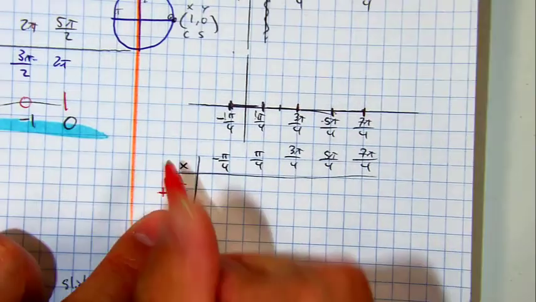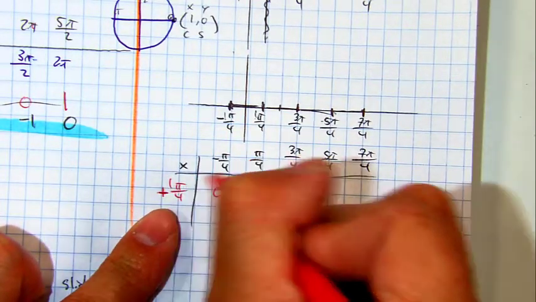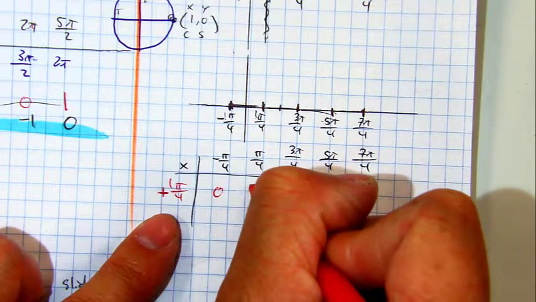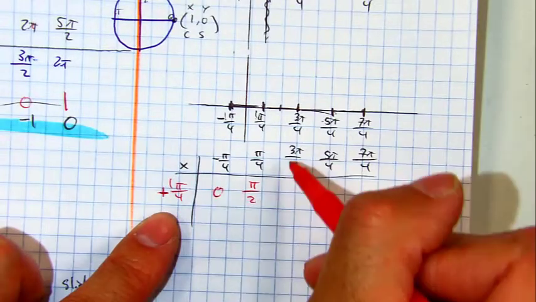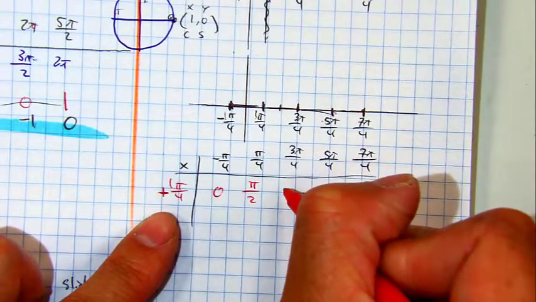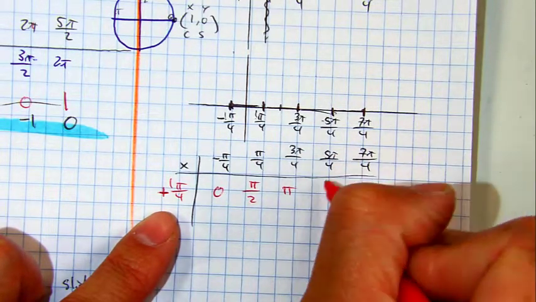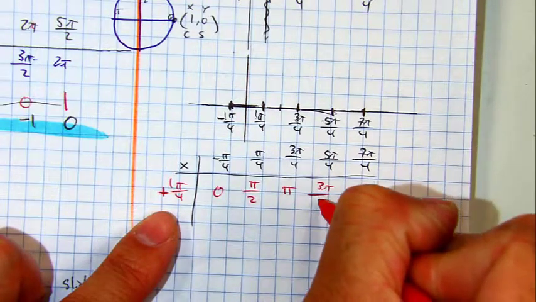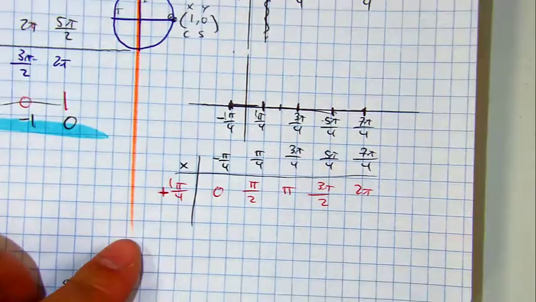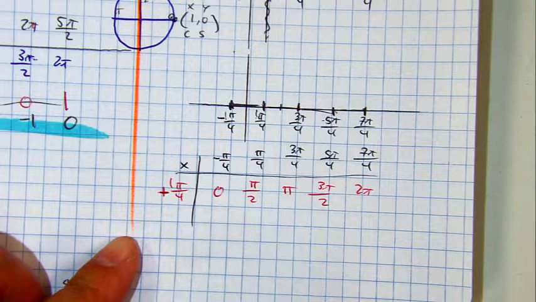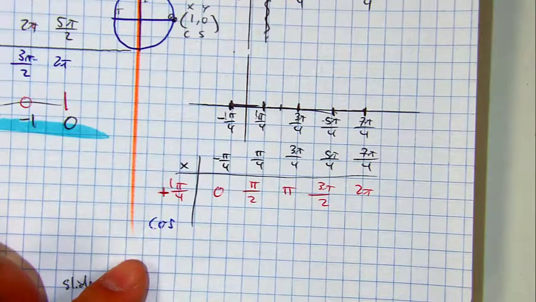So 1 pi over 4 plus negative 1 pi over 4 equals 0. 1 plus 1 is 2 pi over 4, which reduces to 1/2 or pi over 2. 1 plus 3, 4 pi over 4 reduces to pi. 5 plus 1 gives you 6 pi over 4, and then 1 plus 7, 8 pi over 4. Thank goodness, because those are the quadrantal angles. And then we're finding cosine. Cosine is 0.